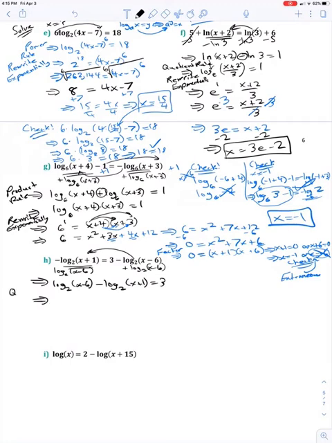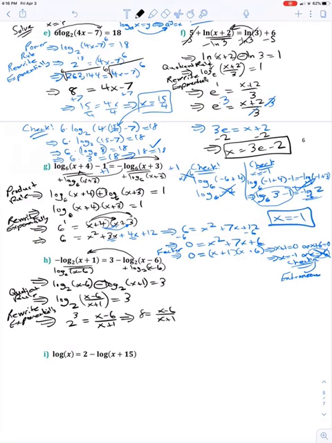And then we can use our quotient rule. Our quotient rule will allow us to subtract the logarithms. Log of m minus log of n is log of m divided by n, equal to 3. And then we're ready to rewrite exponentially, so that single log on one side. So we can go ahead and convert. Log base a of x equal y implies a to the y equal x as we convert over. So that implies 8 is equal to x minus 6 over x plus 1.